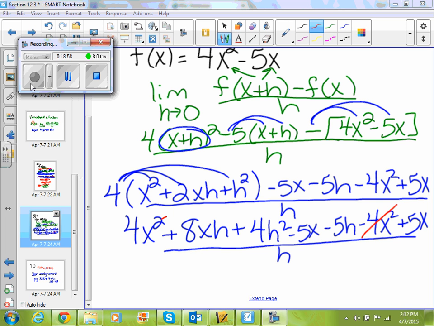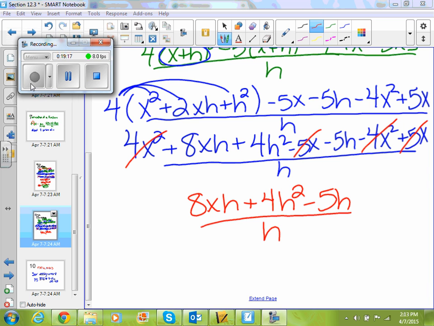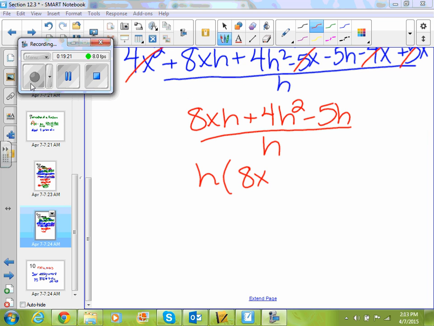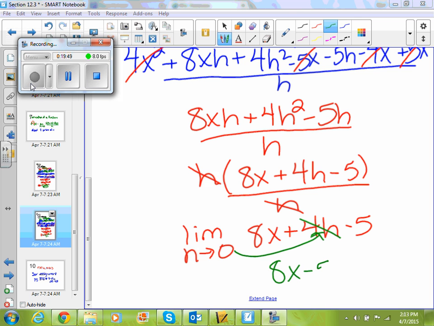Okay, we'll cancel what cancels. A 4x squared and a minus 4x squared will cancel. A plus 5x and a minus 5x will cancel. So I'm left with 8xh plus 4h squared minus 5h divided by h. So if I take out an h, then I have 8x plus 4h minus 5 left over, because my h's cancel. So I'm finding my limit as h approaches 0 of 8x plus 4h minus 5. And by direct subbing 0 in for h, 4h cancels, and I'm left with 8x minus 5.